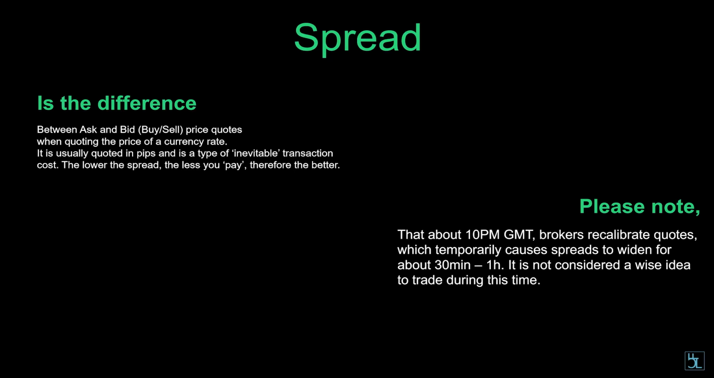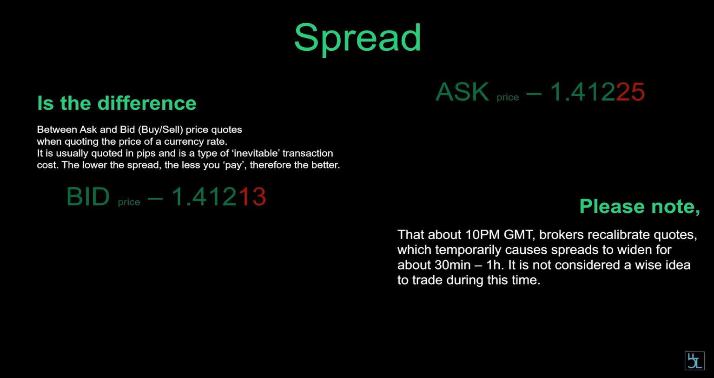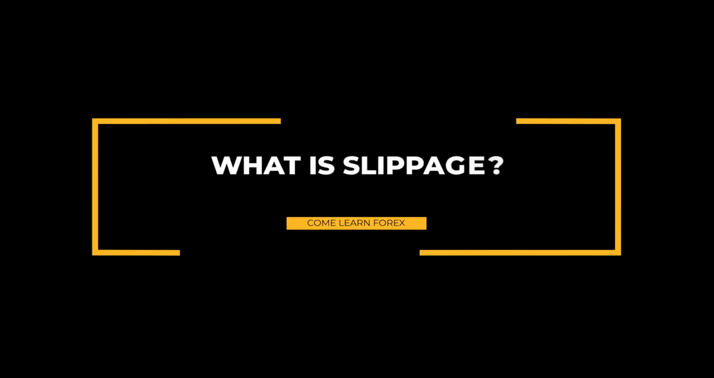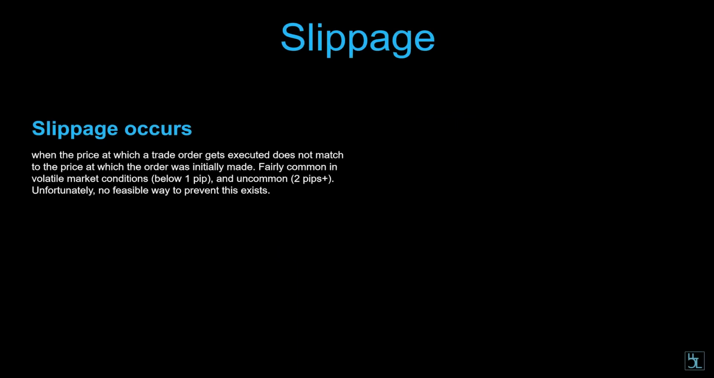Here is an example of how to calculate spread. So let's assume our ask price is 1.41225 and our bid price is 1.41213. We simply find the difference between both prices by subtracting one another, and we get 12 points, which is 1.2 pips spread.